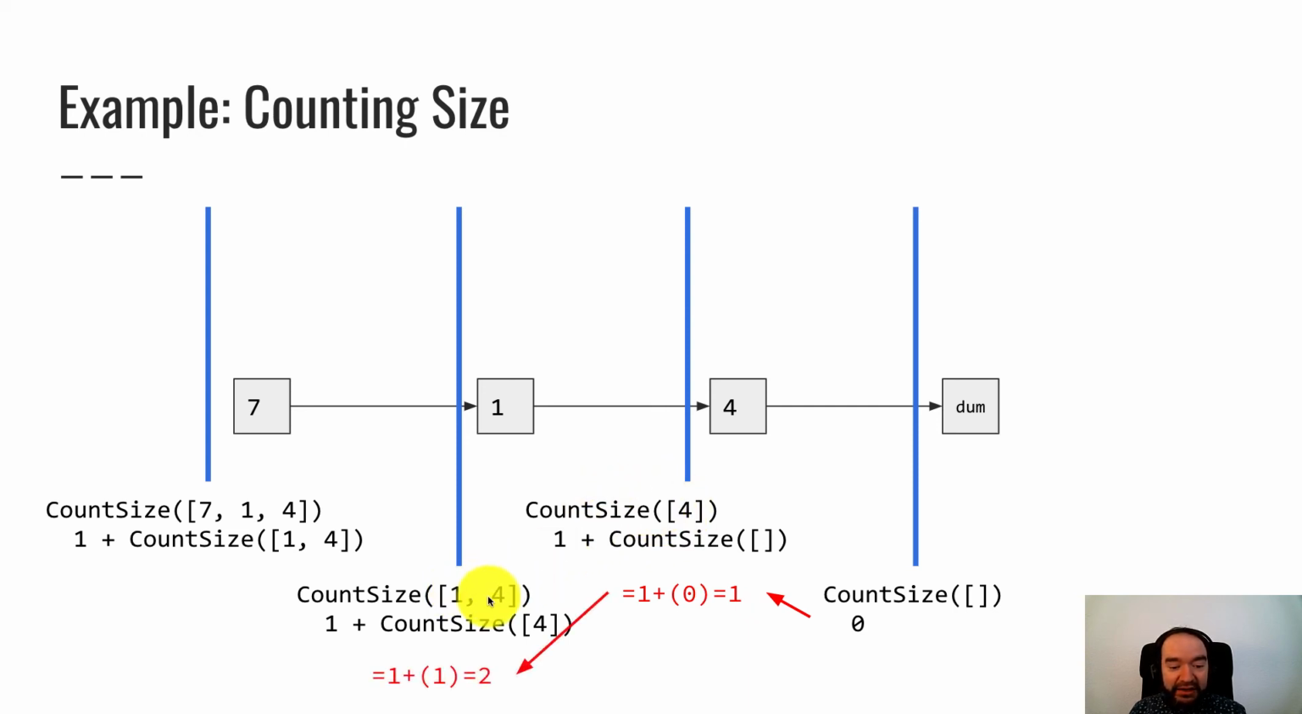It returns back to this expression, count size of 1 and 4. It's trying to return the length of everything from 1 onwards, and it said that's 1 plus everything to the right. Everything to the right has 1 element, so that's 1 plus 1 makes 2. And then finally, we go back to the original count size, which was trying to calculate the length of everything, and it said that's 1 for the node that has the 7 plus everything to the right. Everything to the right is count size of 1 and 4, which has a size of 2. And so 1 plus 2 makes 3, and it returns 3, and that's actually the right answer.